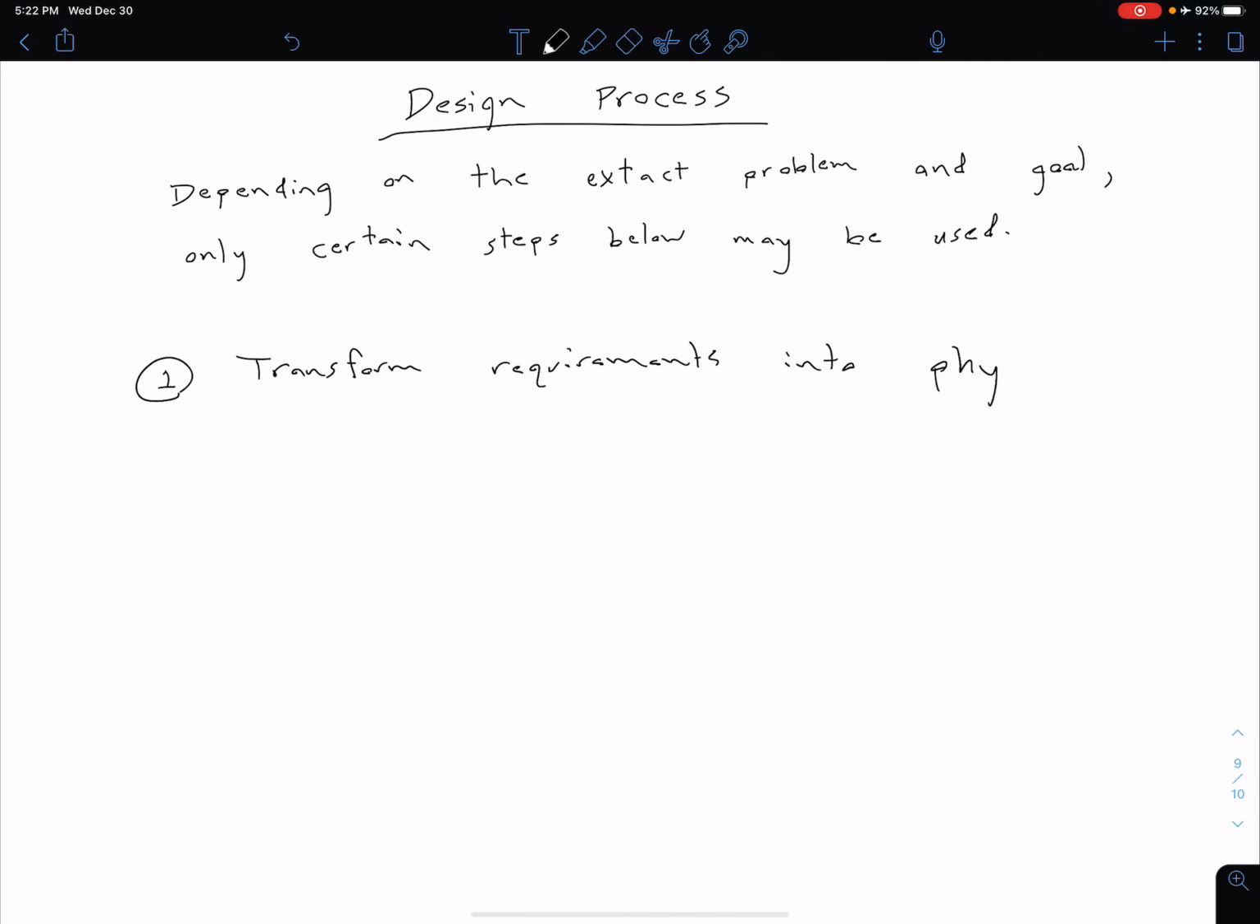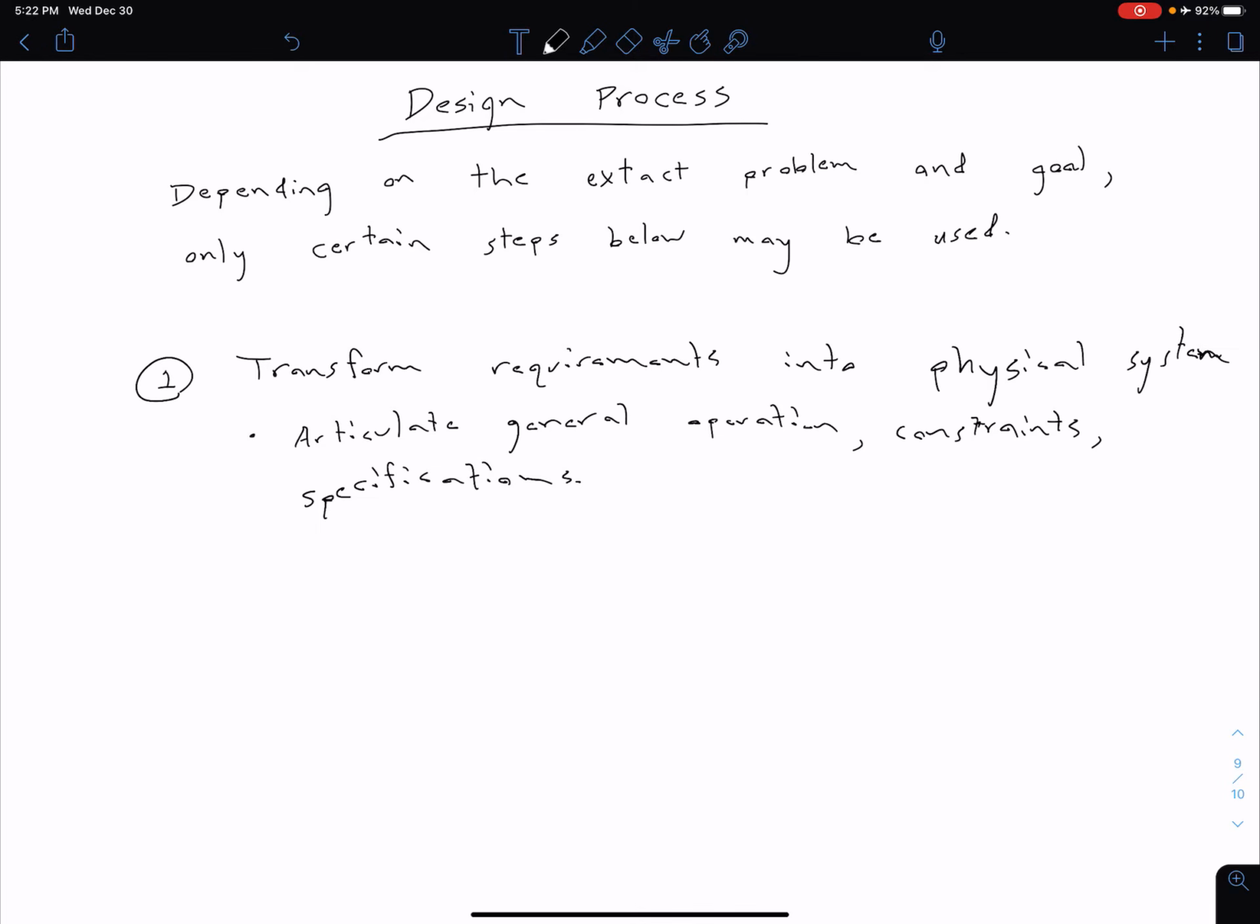And so what this is, basically, is just putting our idea into specified words. So we're saying, what do we want to do? How do we want to do it? We're trying to articulate our general operation, and we're giving some specifications as to how our system needs to operate, what constraints do we have. So articulate general operation, mention any constraints, mention any specifications we have in terms of transient response, in terms of steady state error, things of that nature.